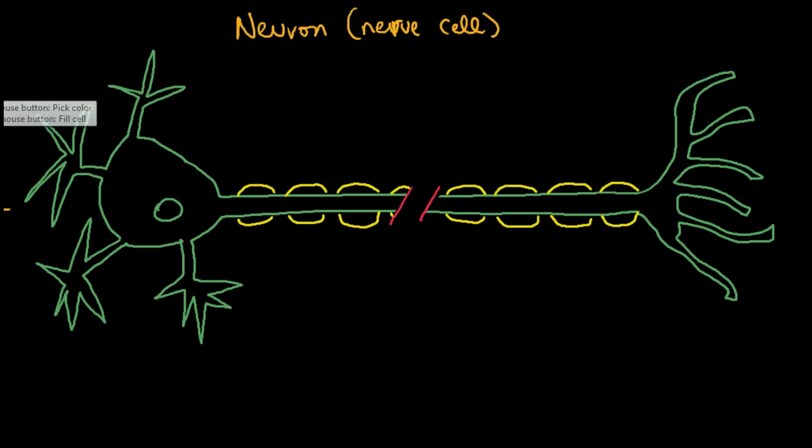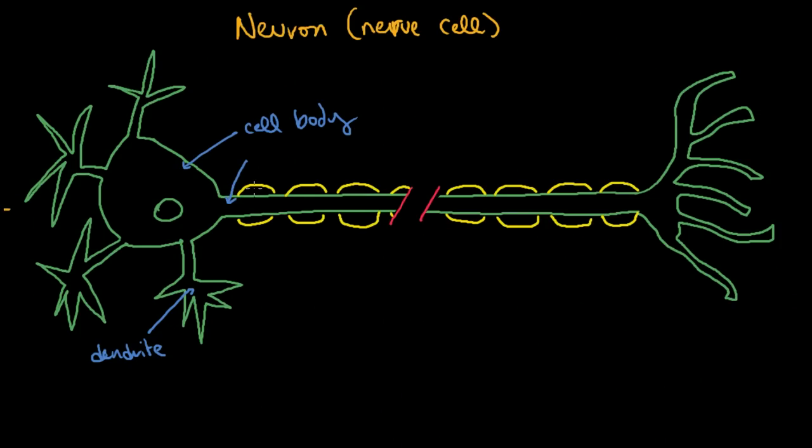Actually, I'll do a different color. So that's the main label. This right here is the cell body. These things that shoot off of it are called dendrites. This long tube that goes all the way down is called an axon.